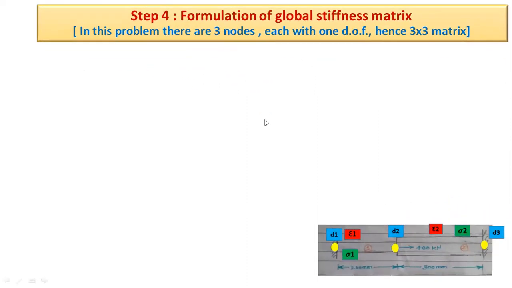After formation of the individual stiffness matrices, we need to form a global stiffness matrix. In this problem, there are 3 nodes, so the size of the global stiffness matrix equals 3 by 3. Node 1, node 2, node 3.